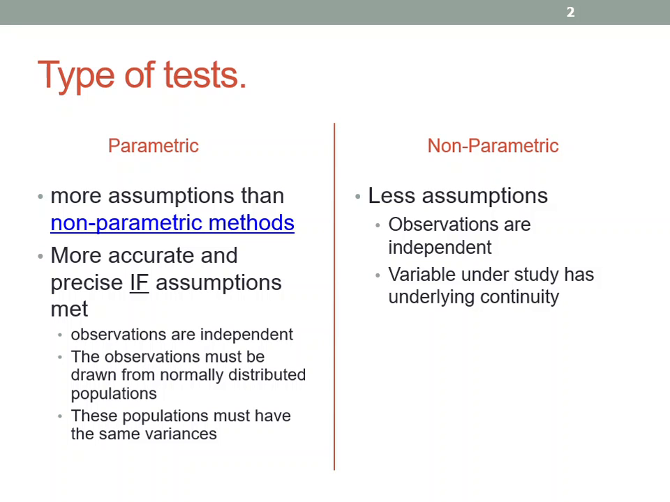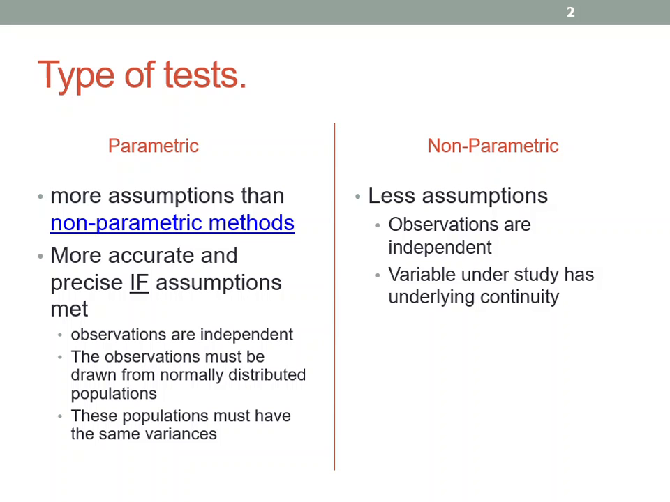So as mentioned, we have two types of tests now. We have what's called parametric and non-parametric tests. Parametric tests have more assumptions than their non-parametric alternatives. They're also more precise and accurate if the assumptions are met. So this means that observations must be independent, the observations must be drawn from a normally distributed population, which is not an assumption of non-parametric, and the populations must have the same variances, meaning that they both vary up and down. Think about it in terms of height for men and women. They have the same variances even though they have different average height.